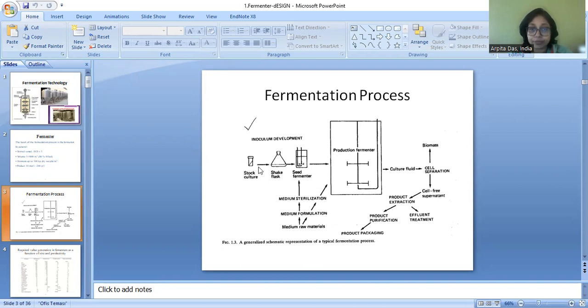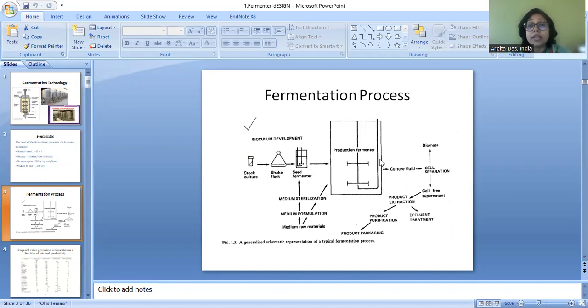Then it is added. The inoculum has been developed and now it is added over here. Now the medium has been added here in the bioreactor. Now the bioprocess will take place. It can take 2 months, it can take 2 weeks. Based on the biochemical reaction, the bioprocess will be done and the media will be produced.